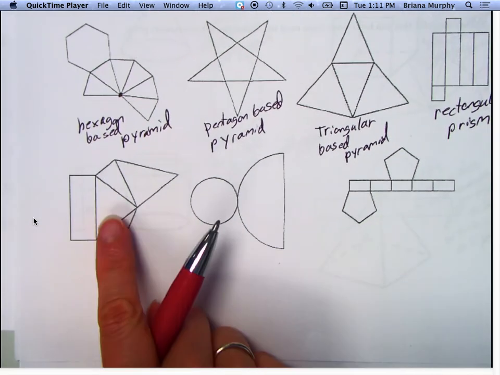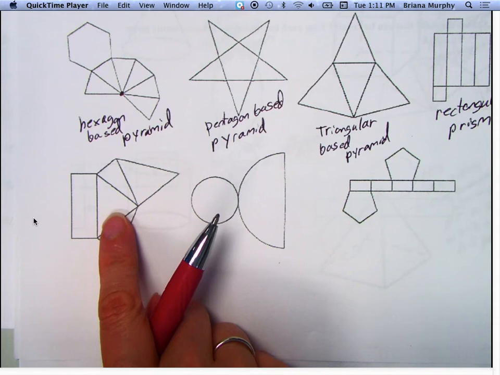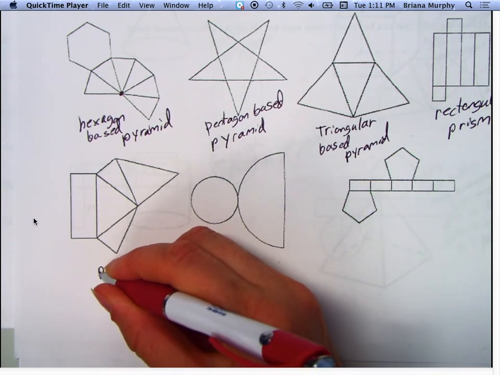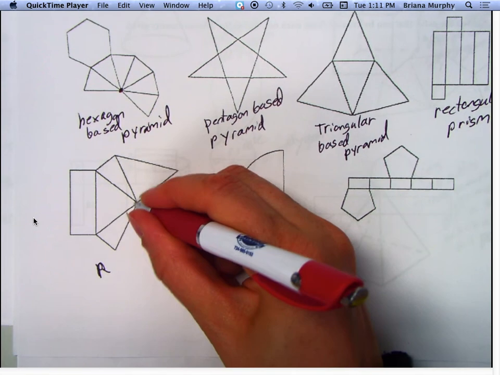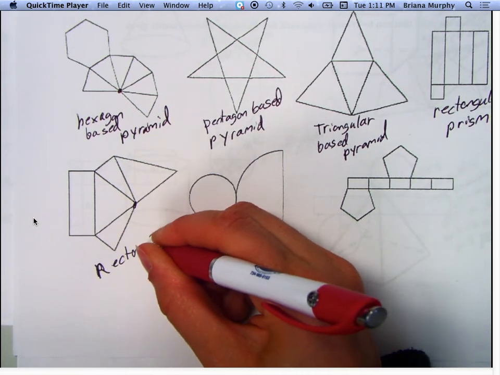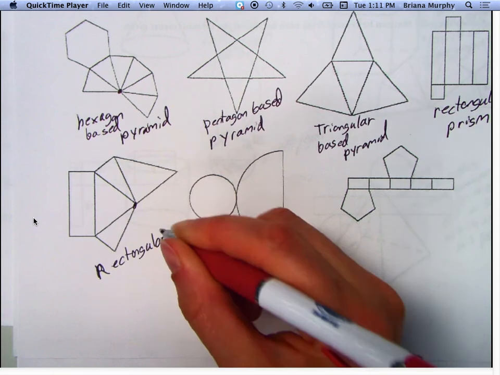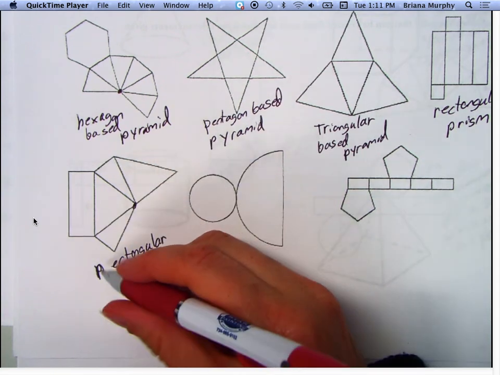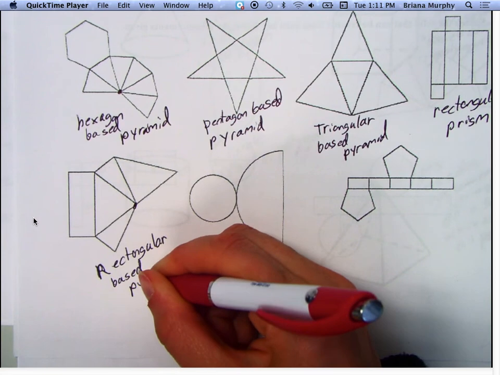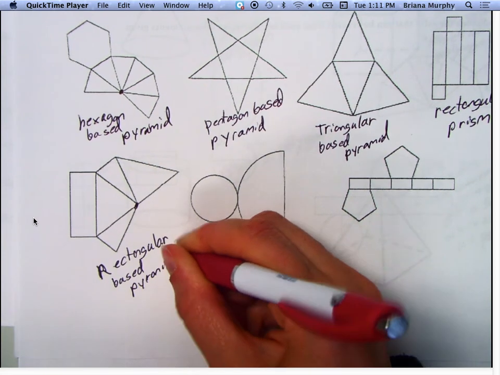Okay, what's this one? A rectangular base pyramid. That's a pyramid, because all of this comes to a point. Oh, I was thinking of one of those prisms, like the one from the Pentagon. You got yourself right. Rectangular based pyramid. This is a cone.